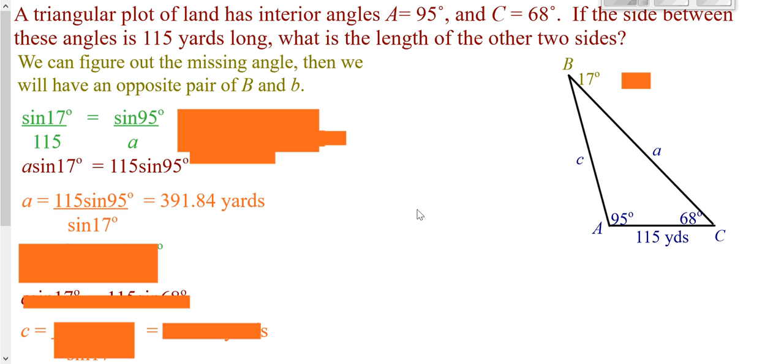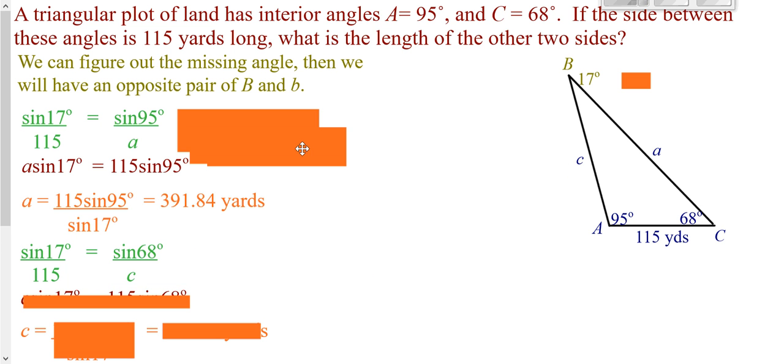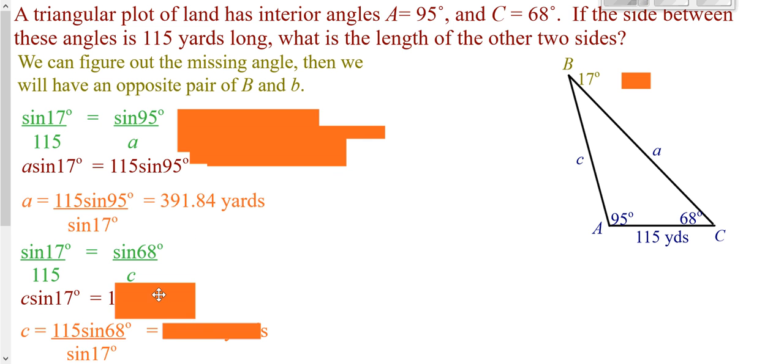So we're going to have to use the law of sines again. Still with our opposite pair, equals, and now we're looking for C, so we'll go over, or equals the sine of C over side C. Then we'll go ahead and cross multiply. It's C by itself, it's our calculator ready form, and we type it in.